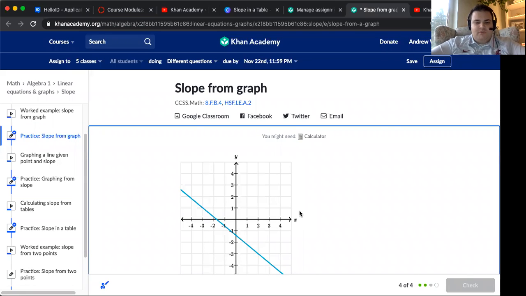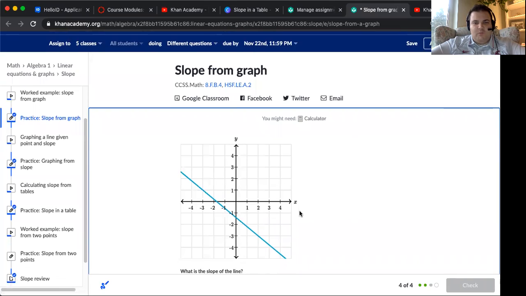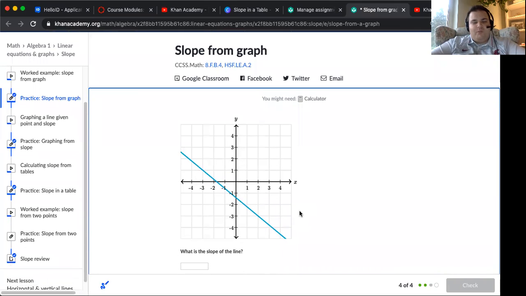All right, guys, we're going to do some problems here on Khan Academy. Slope from graph. So we're going to be looking at some graphs, and we're going to be determining what's the slope of the line that is shown on the graph. And I think we will be very successful with this.